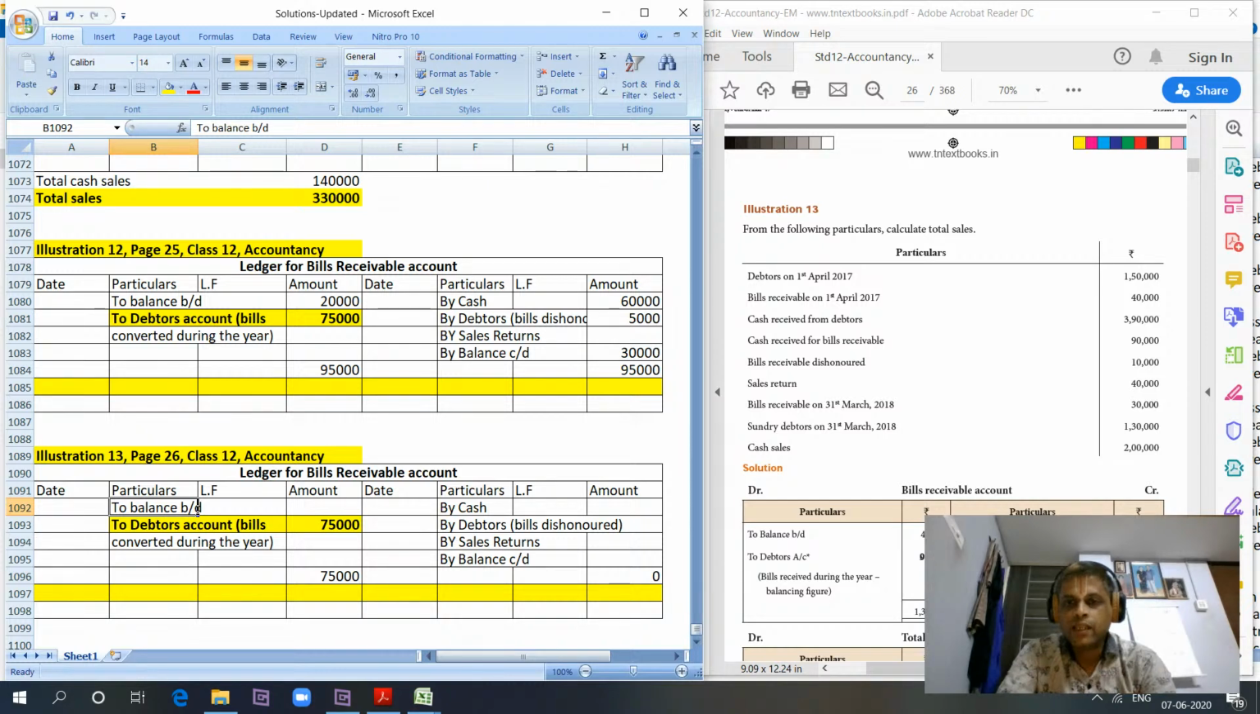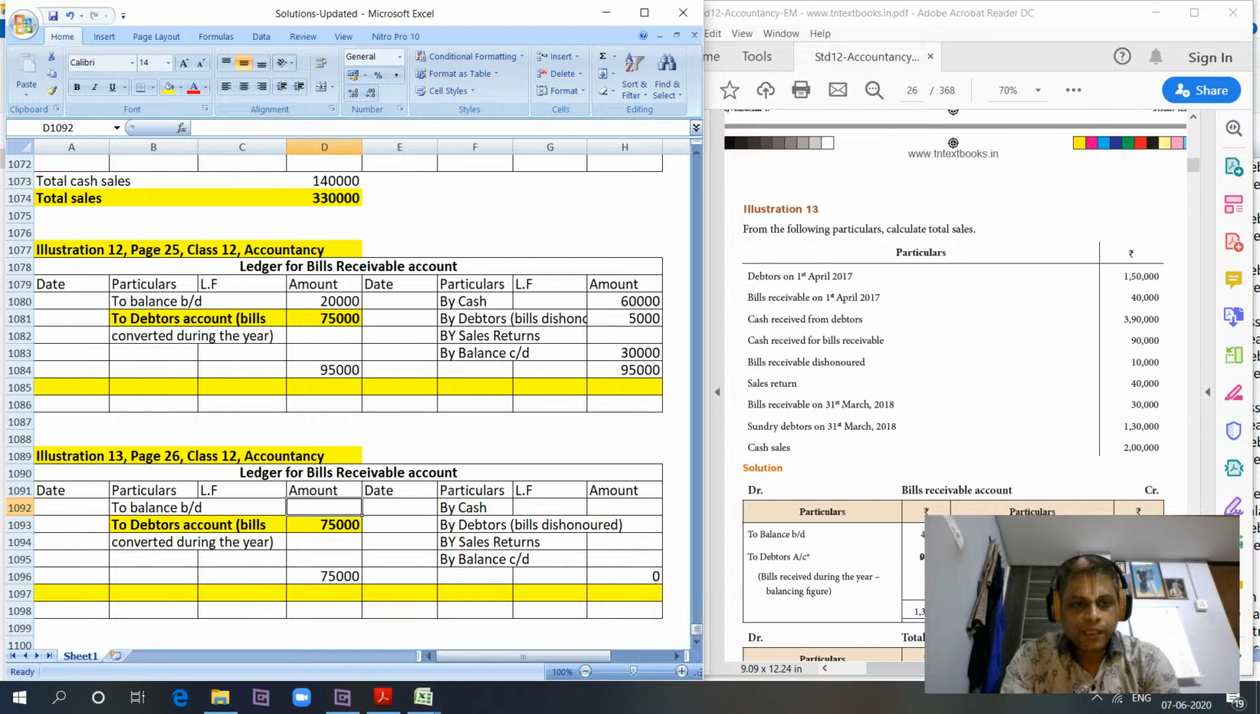So first, for us to prepare the debtors account, we have to prepare the bills receivable account first, because dishonored bills have to be transferred back to the debtors account. Also, we have to identify how much has got converted into bills during the year. So let's prepare the bills receivable account.